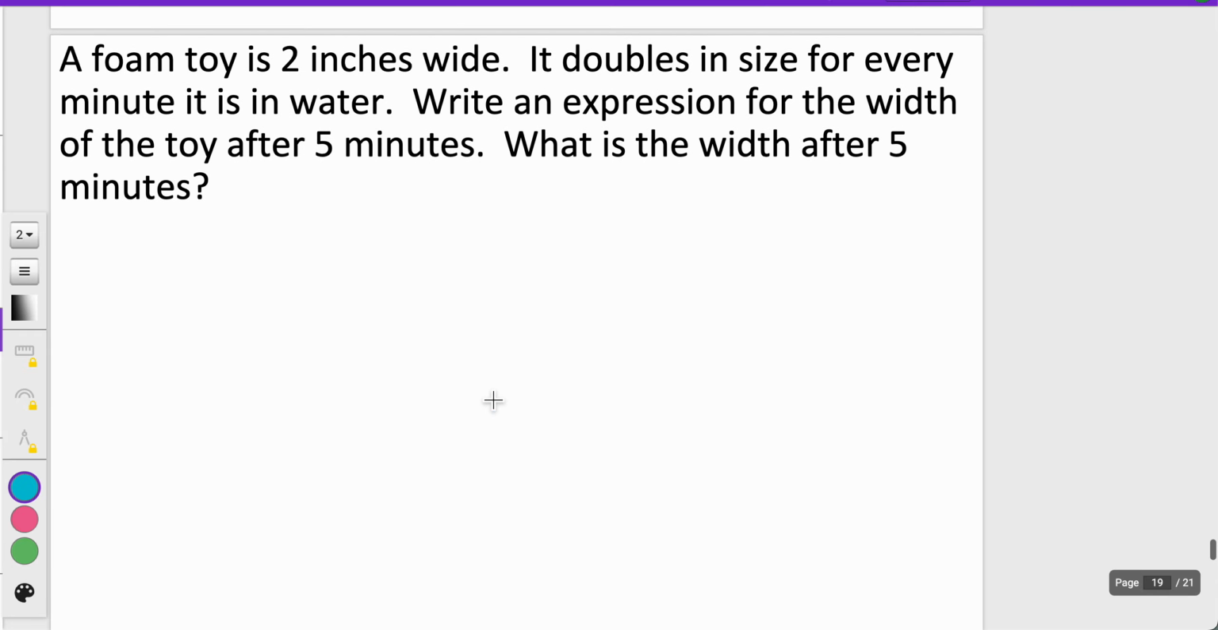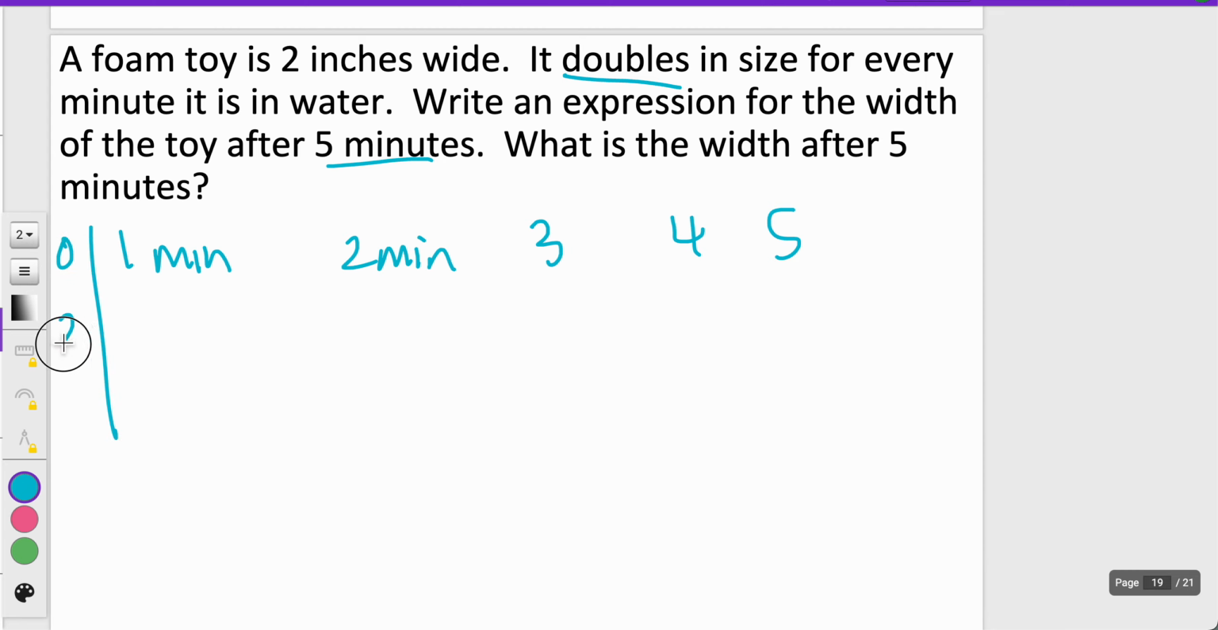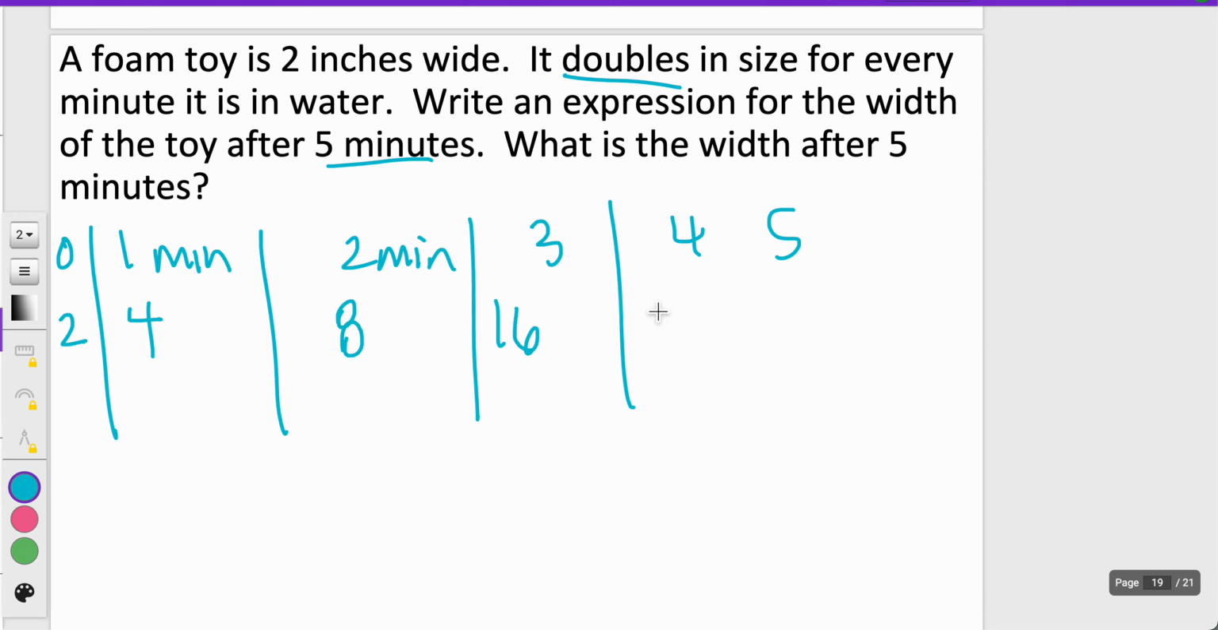Okay. Well, sometimes we'll have word problems that deal with exponents, so we can start with this one. A foam toy is 2 inches wide, and it doubles in size for every minute it's in water. So write an expression for the width of the toy after 5 minutes. So we have 1 minute, 2 minutes, 3, 4, and 5. Okay, so right now it starts at 0 minutes, and it's at 2. In 1 minute it'll double, 2 minutes it'll double, 3 minutes it'll double, 4 minutes it'll double, and then 5 minutes it doubles.